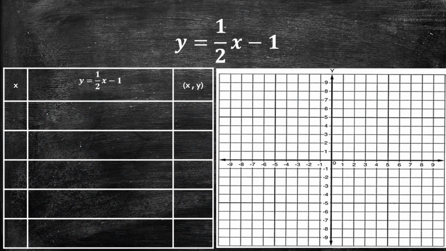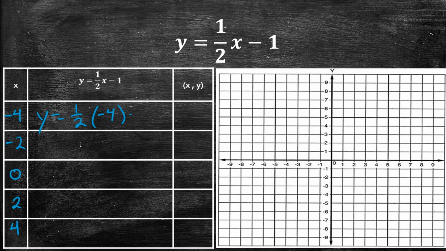Example number 3, let's get it. So in this problem, we have a linear equation and a fraction in front of our x value. So what we want to do is pick x's that are a factor of 2 or a multiple of 2. That way it makes our math a little bit easier here. So my x's that I'm going to pick are negative 4, negative 2, 0, 2, and 4. And let's go ahead and start plugging these in here.